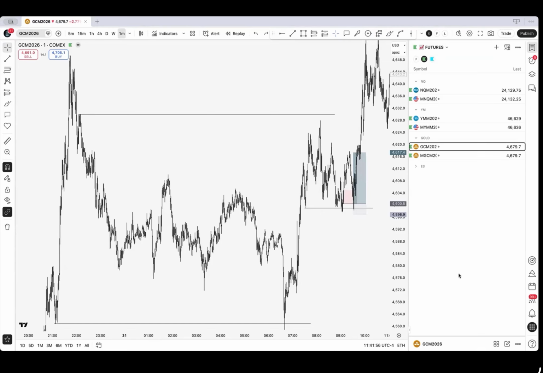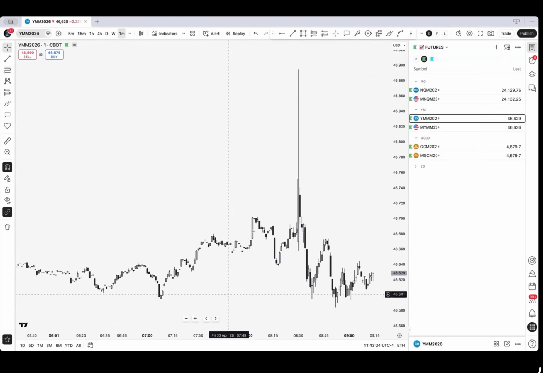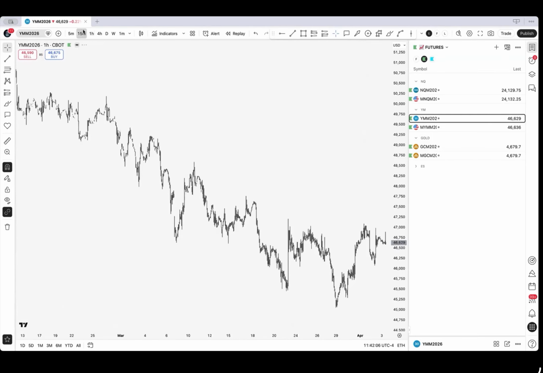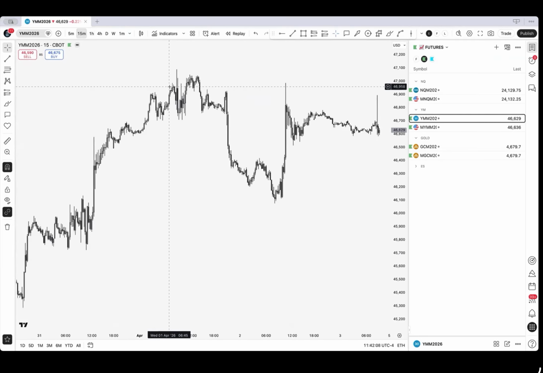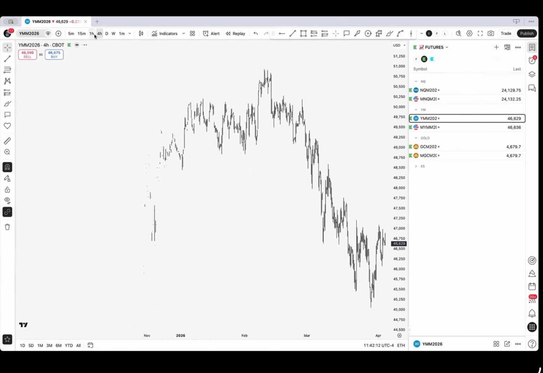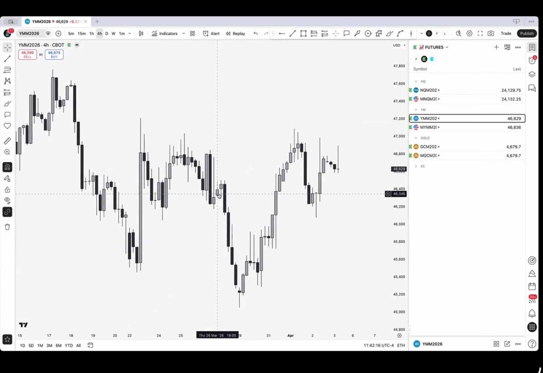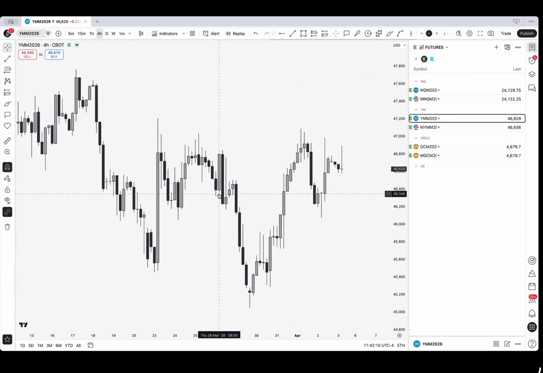Could you show a confirmation entry once more, please, on YM? On YM, I actually don't look at YM price action. We can try, so I'll try to find something for you though. Okay, here's what we got. This price action is a little bit more complex than NQ was.